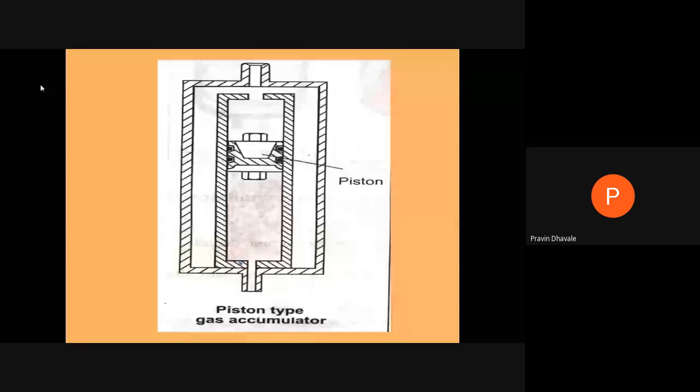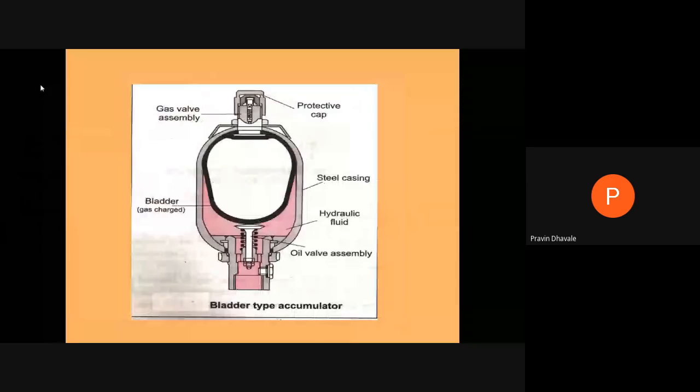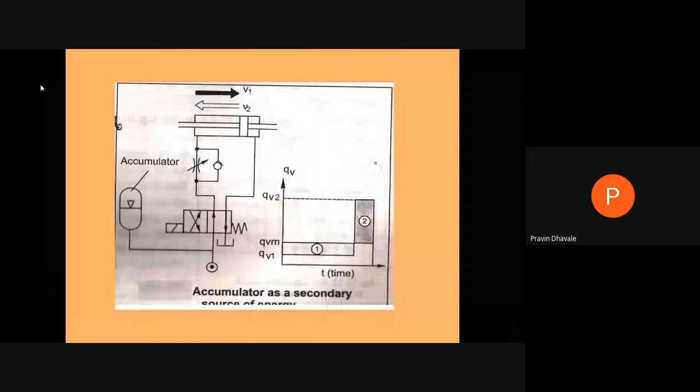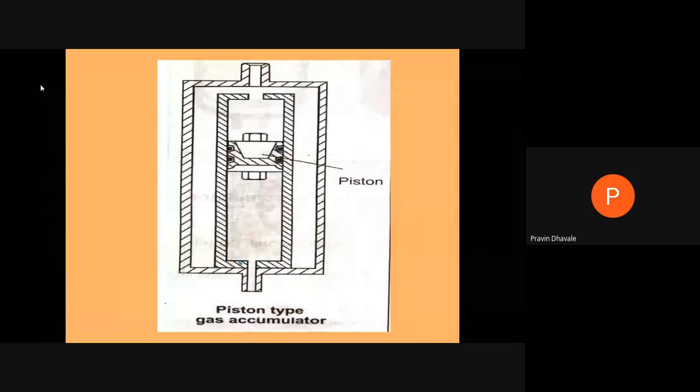This is the piston type gas accumulator. Is it visible or not? Yes, sir, it's visible.